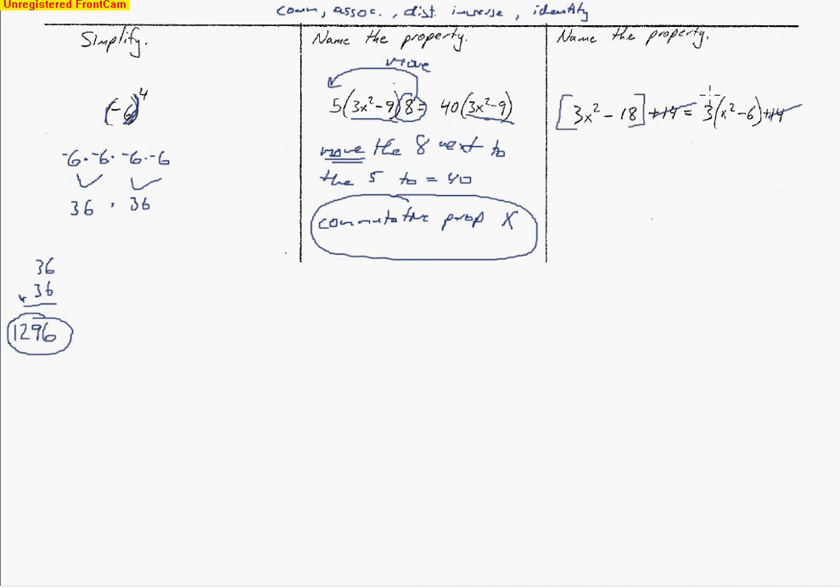Well, what did they do to this 3x squared minus 18? What they did is they took out a 3. They divided both of them by 3, and then they got what was left over, x squared minus 6. Well, that is called the distributive property. In this case, they distributed the 3 over that x squared minus 6, or they took out the 3 from the 3x squared minus 18. So the distributive property is what I'm looking for.